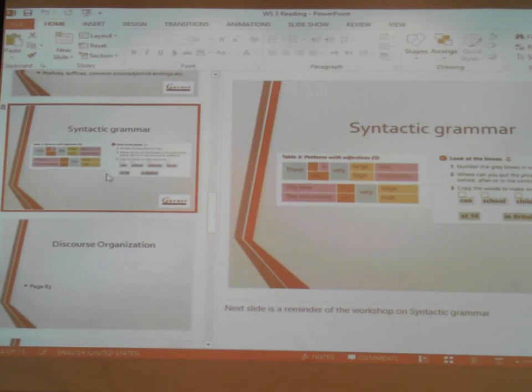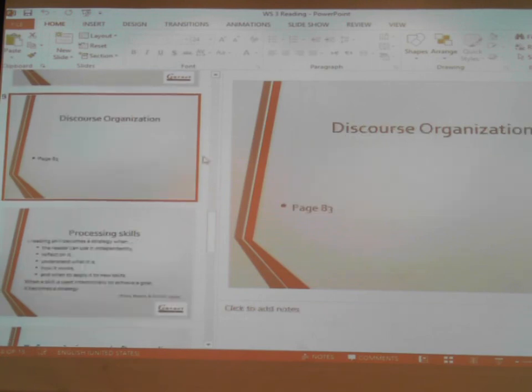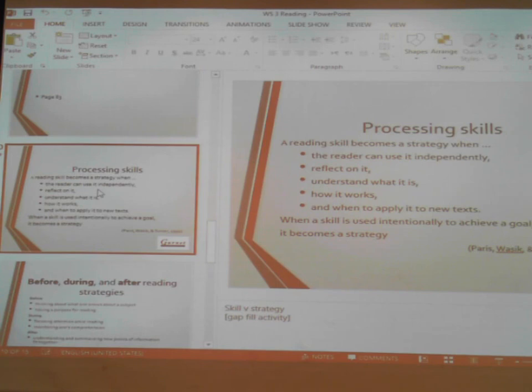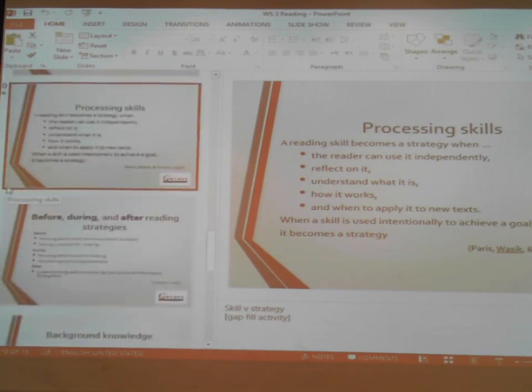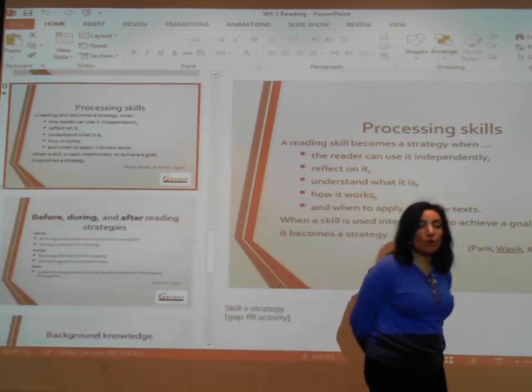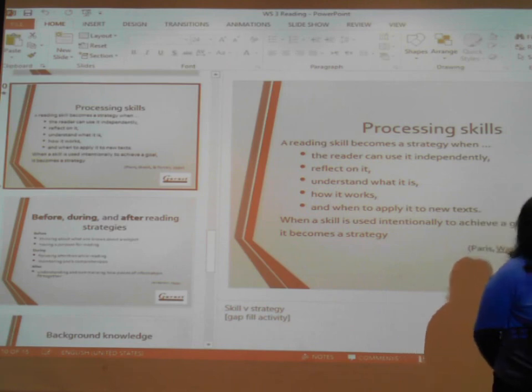Syntactic grammar is everywhere with us, right? And the next one is the discourse organization. We've already done the activity on page 83 where the student can really identify the missing thing. We were taught this. I advise my students, even in core courses, to do that. You know, scanning and reading for details, right?